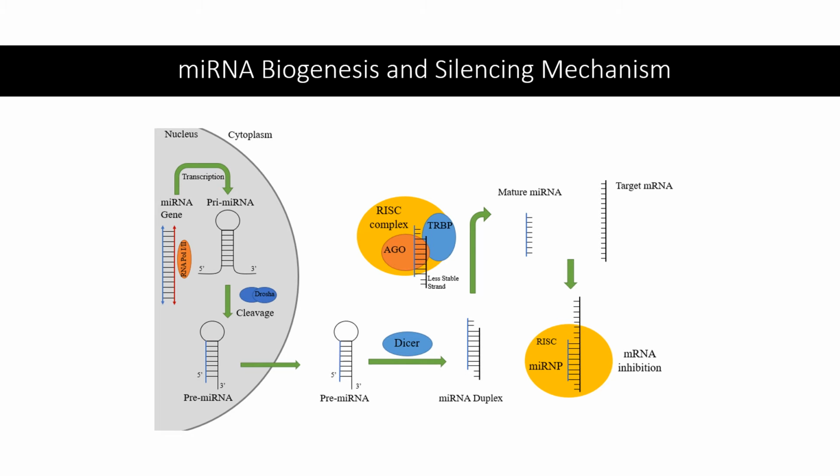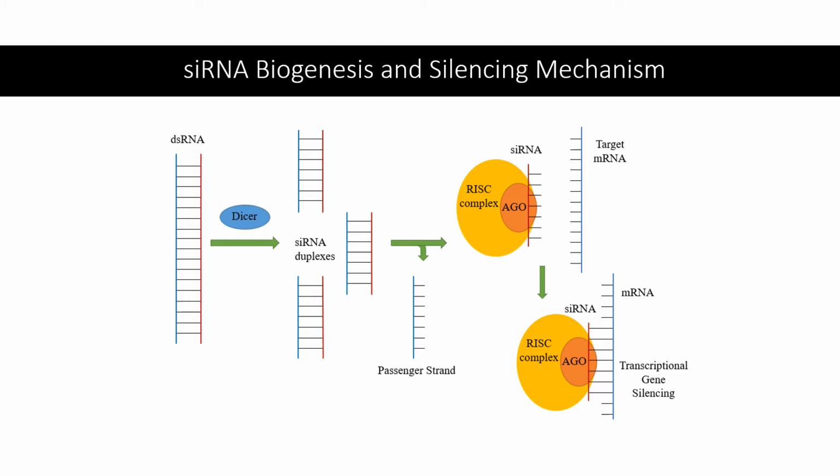The silencing mechanism then is the miRNA along with the RISC complex, targeting and binding to these messenger RNAs and cleaving them before translation can occur. Next we have short interfering RNA, or siRNA. These are also about 21 to 24 nucleotides long, and they are similar to some extent to microRNA, but they have a distinct biogenesis and silencing mechanism.